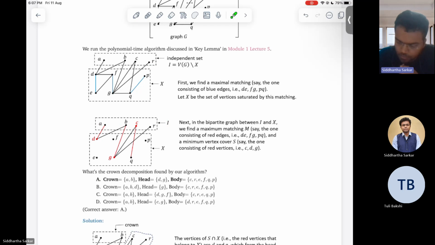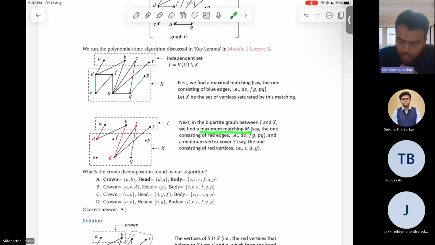And now the next step is to find the maximum matching in this bipartite graph formed between I and X. So remember that before we do this step, we have already deleted the matching edges. So these edges are not there. In fact, we have also deleted these other edges. This edge is also deleted. So this we have seen in the algorithm.